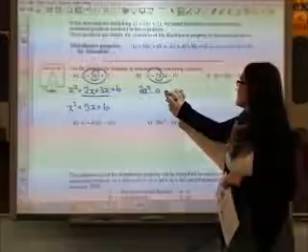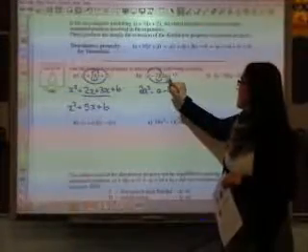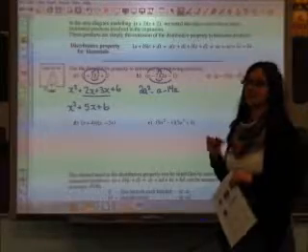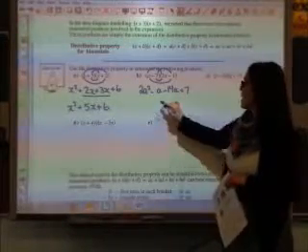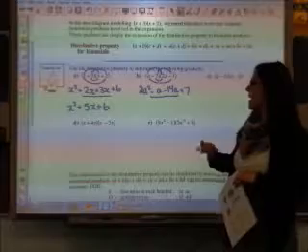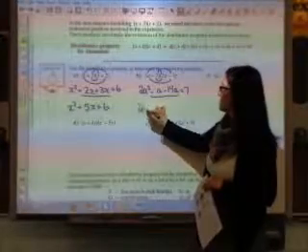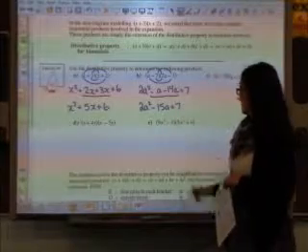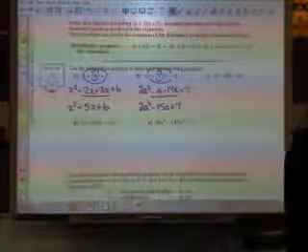Negative 14. And negative 7 times negative 1 is positive 7. Collect the like terms, and how many a's do I have? Negative 15. Okay, I'm going to give you some time. I want you to do the next 3 questions the same way, using the distributive property.